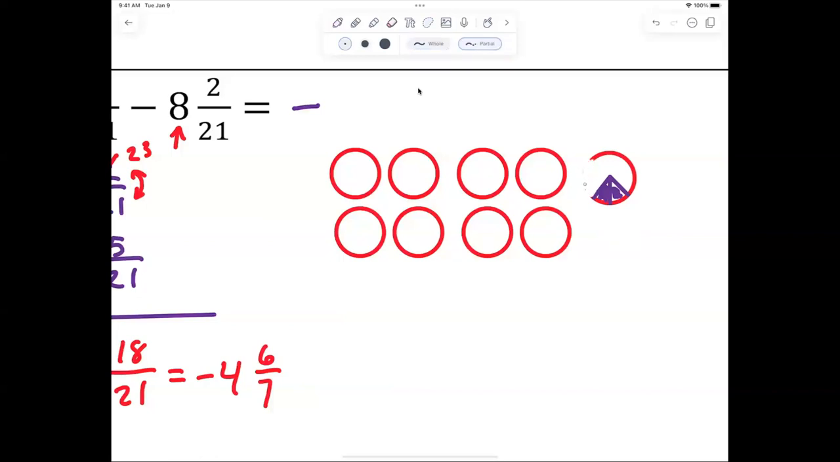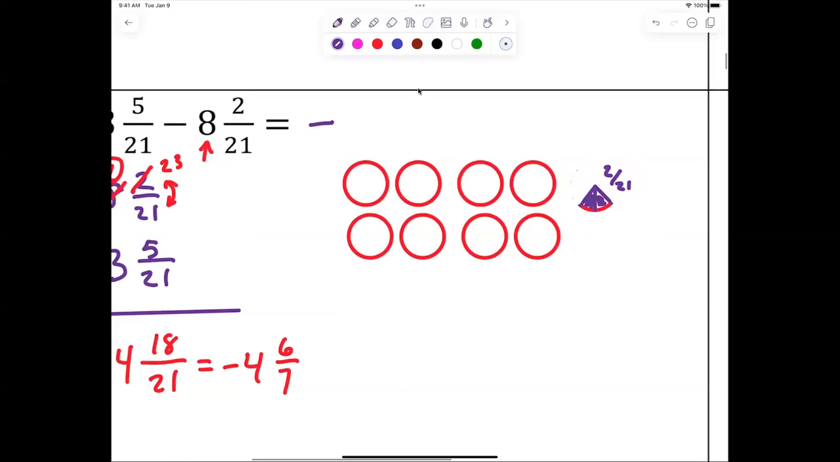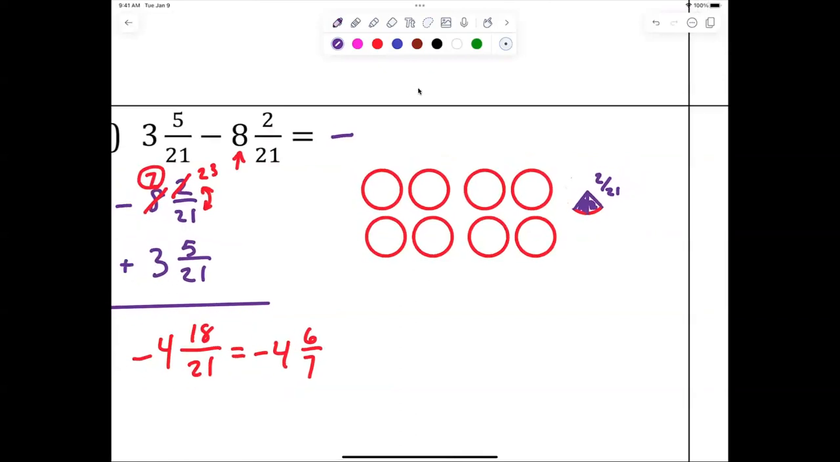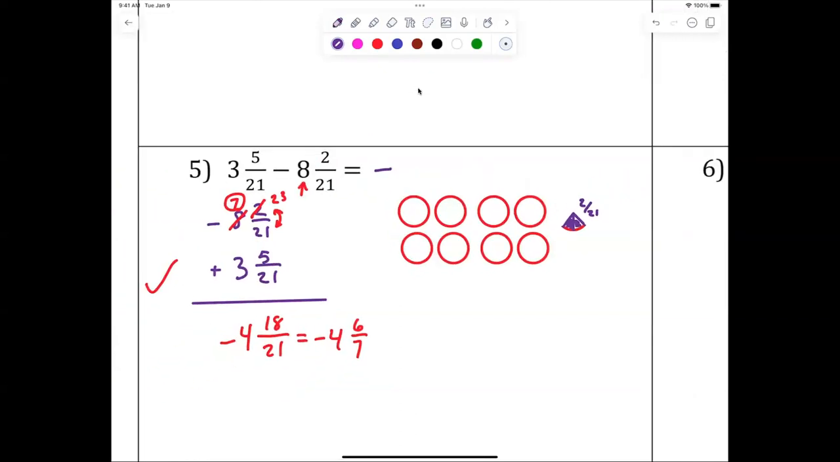All right, so I'm going to erase this. Now, why am I erasing this? Because it's not there, right? It's not there. This represents 2 parts out of 21. Do you agree? So does everybody see that's 8 and 2 over 21? Does everybody agree with that? Now I'm going to subtract how many? I'm going to subtract 3 and 5 over 21. Watch me now. Do you agree with me? Does that make sense? Everybody agree I'm subtracting?